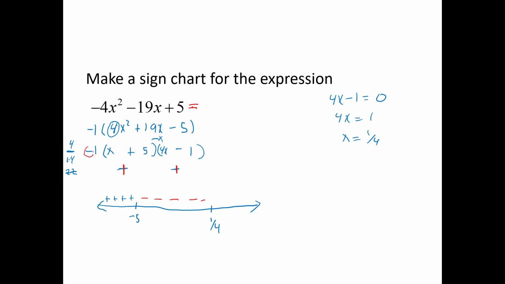We have this negative over here. So this is all wrong. To the left of -5, these two do make a positive, but then you have that negative. So you end up with a negative. In between -5 and 1/4, these two do make a negative, but then you have this negative over here, so you end up with a positive. And then to the right of 1/4, these two do make a positive, but then you have that one, so you have a negative. So make a sign chart.